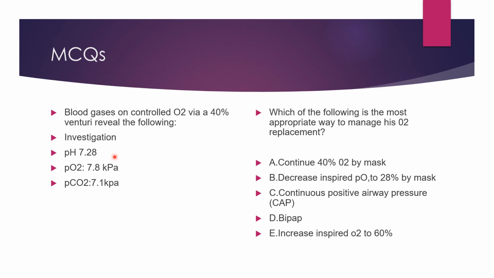So the patient's pH is 7.28, PO2 is 7.8, PCO2 is 7.1. There is hypercapnia in this patient. So again, it is a similar MCQ to what we have discussed before. As there is hypercapnia, we need to consider NIV, and the pH is also between 7.25 and 7.35. So BiPAP will be the best option here.